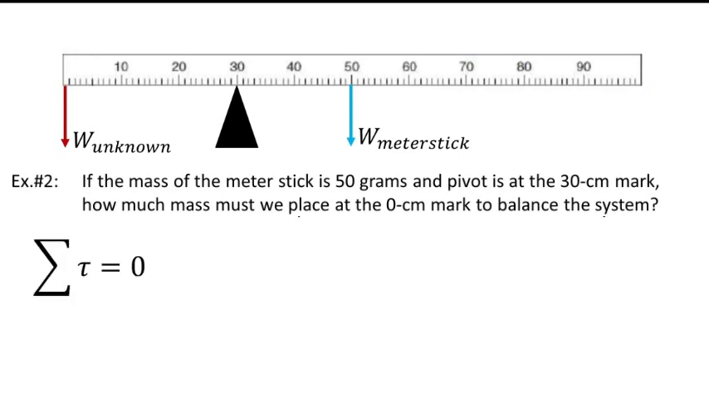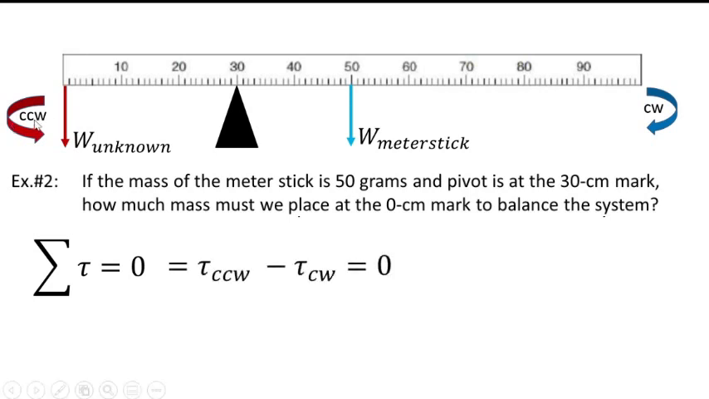So the summation of torque is equal to 0. Since we have two forces here, we have to determine the direction of our torque based on these forces. If you remember, here is the pivot and this is the weight. The tendency of the meter stick to rotate based on its own weight is clockwise. And for the unknown mass, if the pivot is here, the tendency of our meter stick to rotate due to the weight of the unknown is what we call counterclockwise, or CCW. If the clockwise torque is equal to the counterclockwise torque, we can have equilibrium. Here, the counterclockwise torque is positive and the clockwise torque is negative.